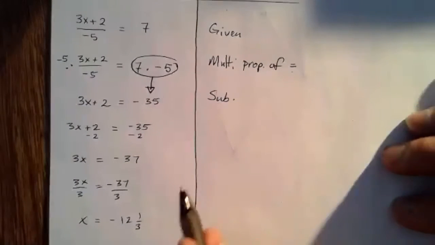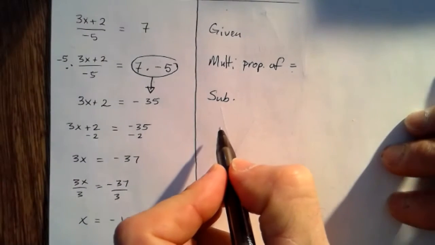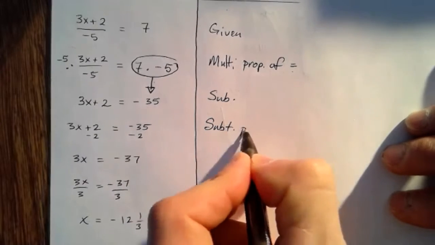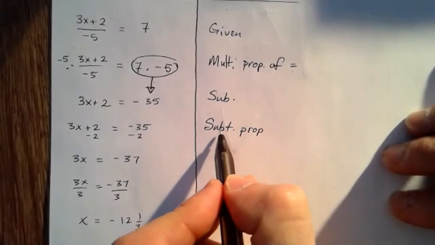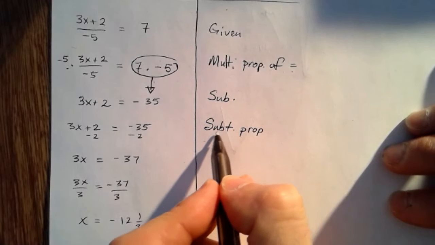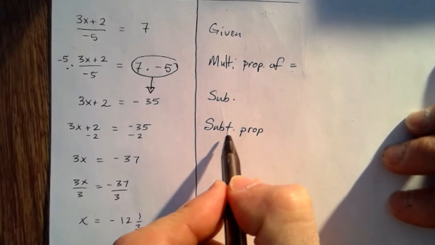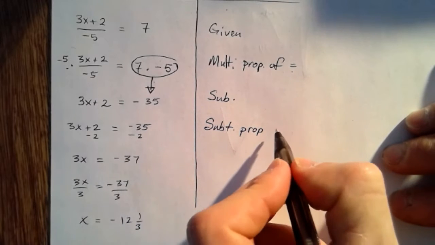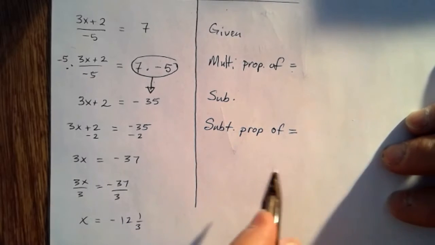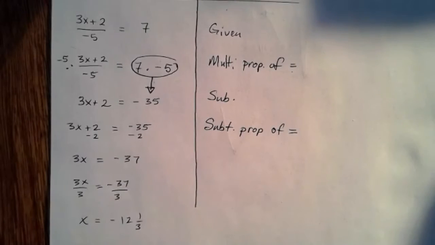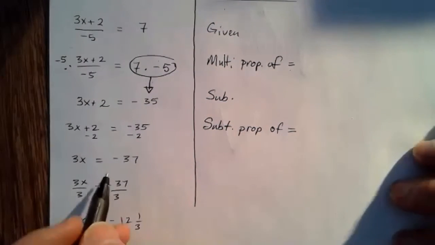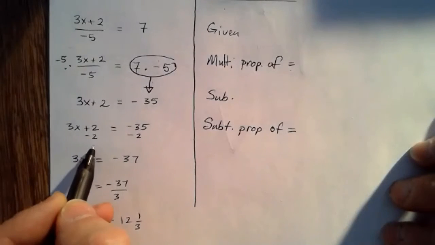So if we do it on both sides, what do we call that? Subtraction property of equality. Yeah. Notice how I use a SUBT so it doesn't look like substitution. So this is subtraction and this here is substitution. So subtraction prop of, this is an accepted shorthand. Okay, good.